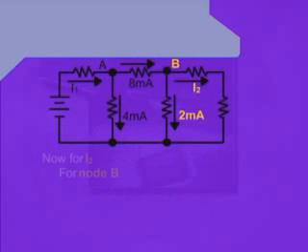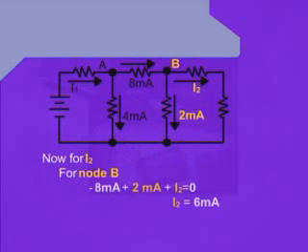Now, in order to calculate I2, we again have to see carefully what are the currents which are leaving and what are the currents which are approaching the node B.